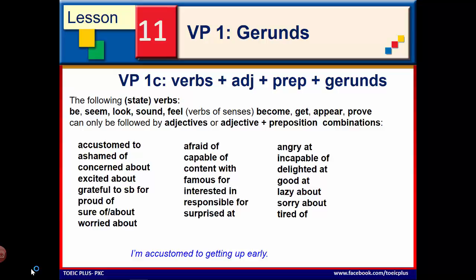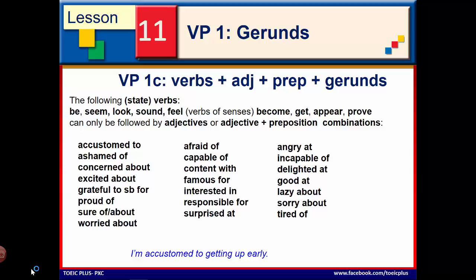Okay. What are you accustomed to? I'm accustomed to. What are you accustomed to? Yes. I'm accustomed to watching TV late. Okay? I didn't know that. I'm accustomed to getting up late or getting up early or watching TV late. Right. Now I give you the adjective. You have to give me the adjective and preposition. I say accustomed, you have to say accustomed to.